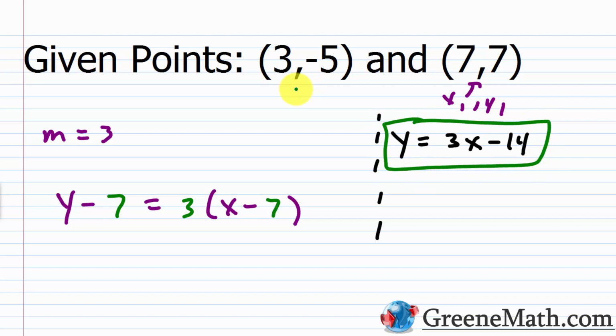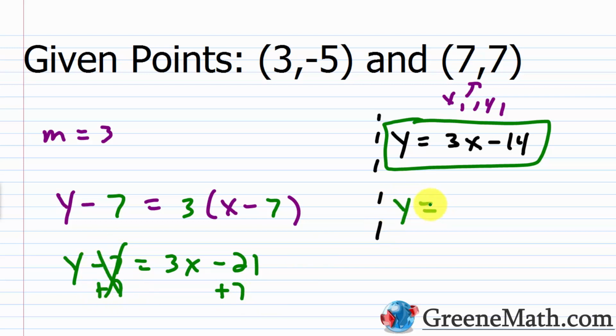Okay, so y minus 7 equals 3x minus 21. Add 7 to both sides of the equation. And again, you're going to get that guy. You would have, this cancels. You would have y is equal to your 3x, and then negative 21 plus 7 is negative 14.